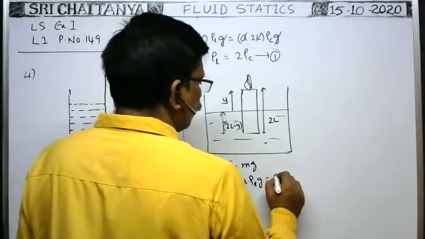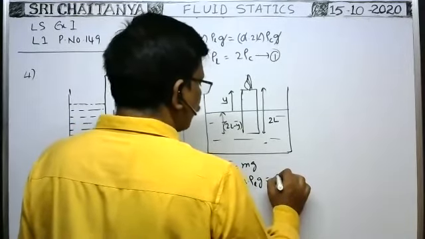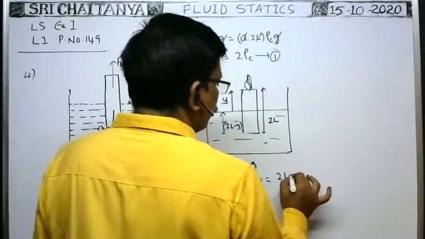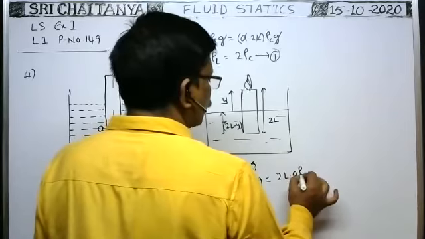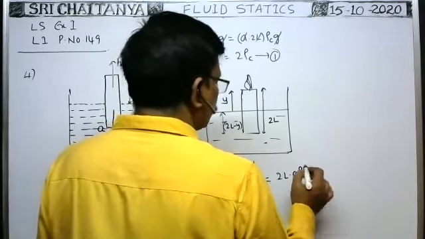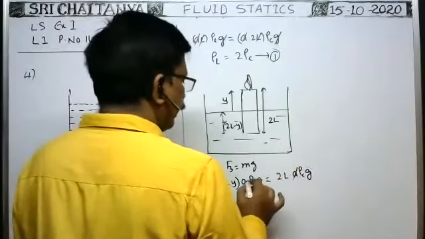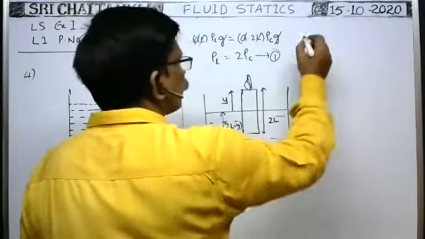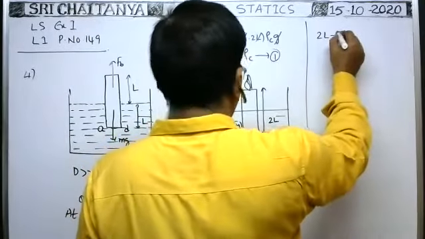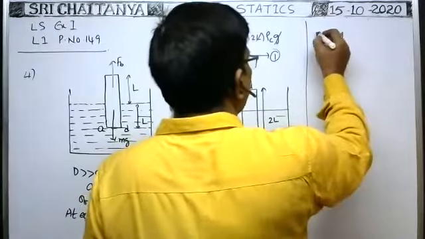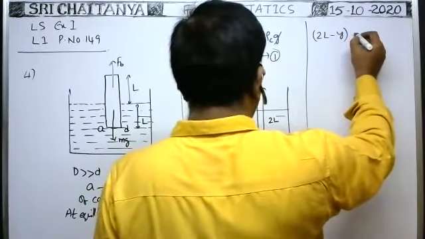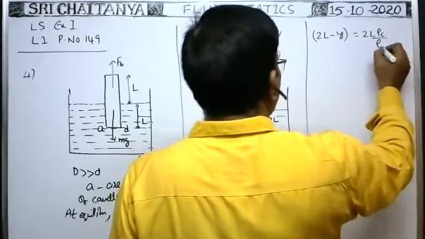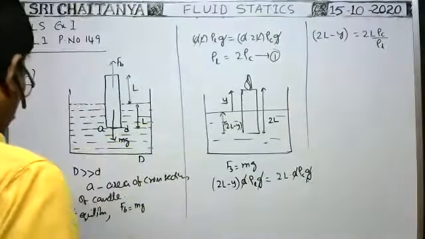The mass of the candle is equal to, at that instant when the total length is 2L, the length 2L times the area of cross section, which gives the volume, times the density of the candle, rho C, times g. So here A cancels, g cancels. Then 2L minus y is equal to 2L rho C by rho L.